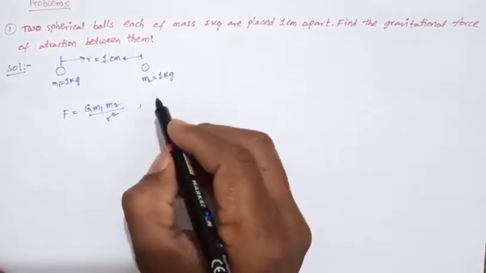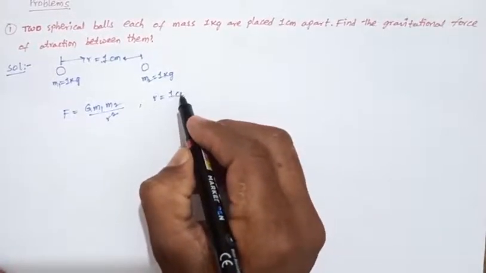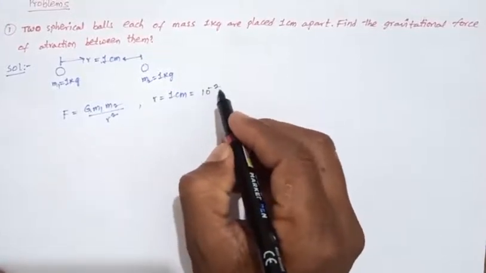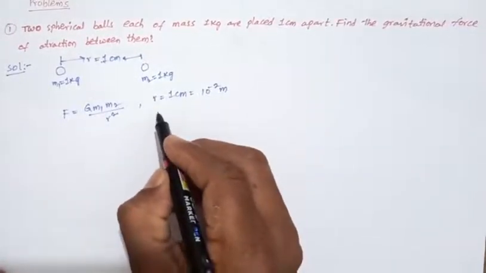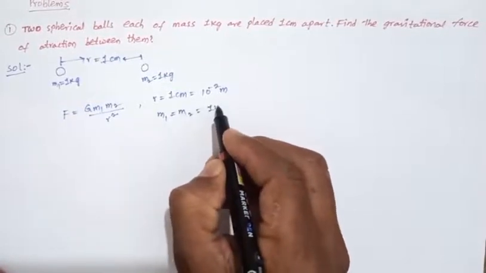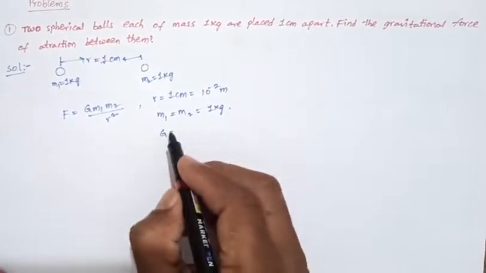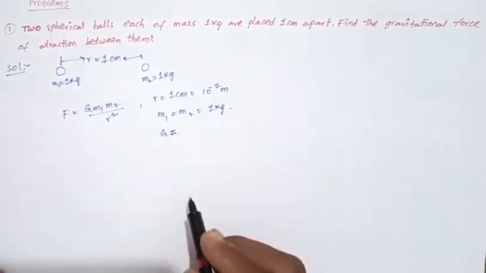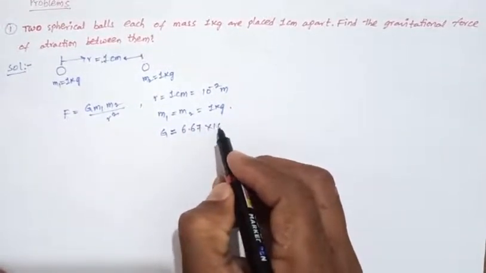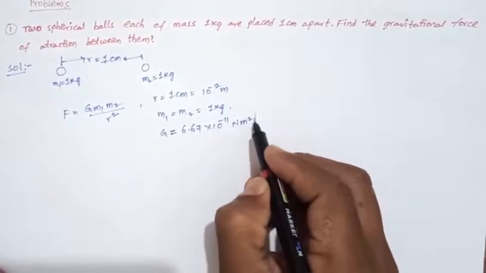So in this equation, what is r? r equals 1 centimeter, which converted to meters is 10 power minus 2 meters. And mass m1 equals m2 equals 1 kilogram. And the gravitational constant G equals 6.67 into 10 to the power of minus 11 Newton meter square per kg square.